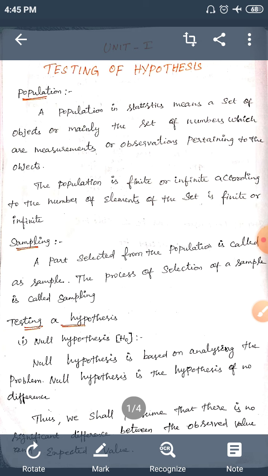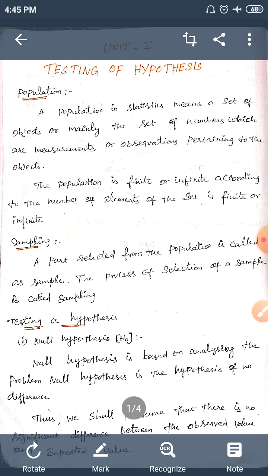First, we're discussing the population. What is a population? In statistics, a population means a set of objects, or mainly a set of numbers, measurements or observations pertaining to the objects. The population will be finite or infinite according to whether the number of elements of the set is finite or infinite. For example, in your classroom, take the number of students as a population.